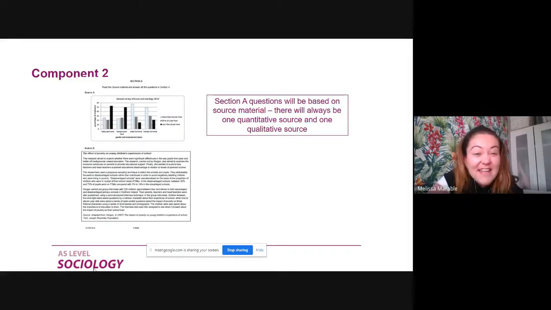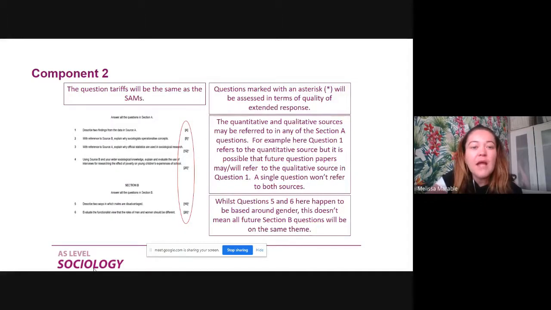Now, I think, yeah, this is the one that you actually did. This was the source on poverty. And you have done this one before Easter break. And then this is what the exam paper looks like.